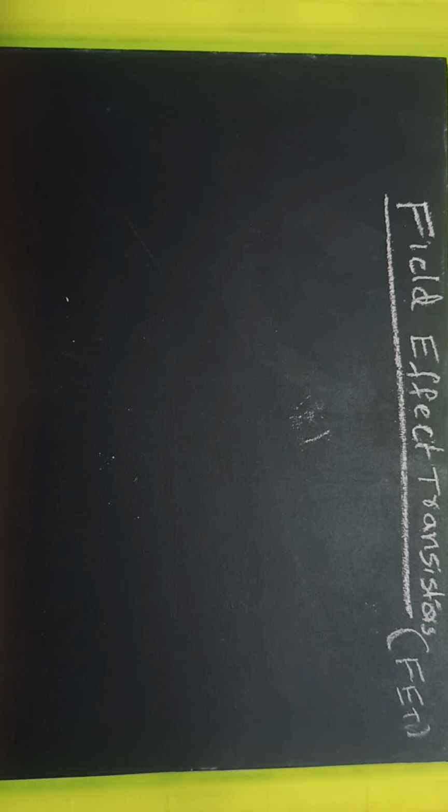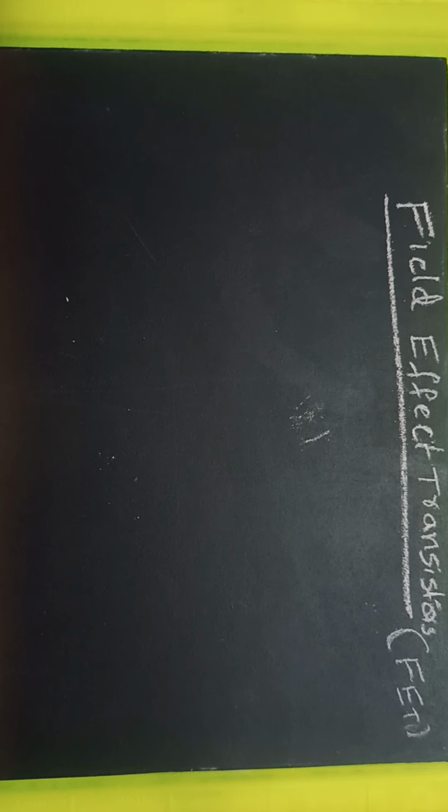In a FET, the current is carried by majority carriers, so it is a unipolar device. But the bipolar junction transistor is a bipolar device. FET is a unipolar device.